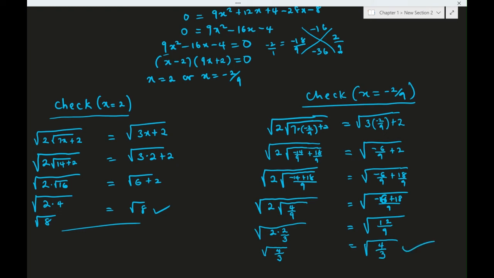So the root of 4 over 3 is the same thing as the root of 4 over 3. So the left-hand side is the same thing as the right-hand side. So it means that both x equals to 2 and x equals to minus 2 over 9 are solutions of our radical equation. So our solution set, you can put it here: 2 and minus 2 over 9.